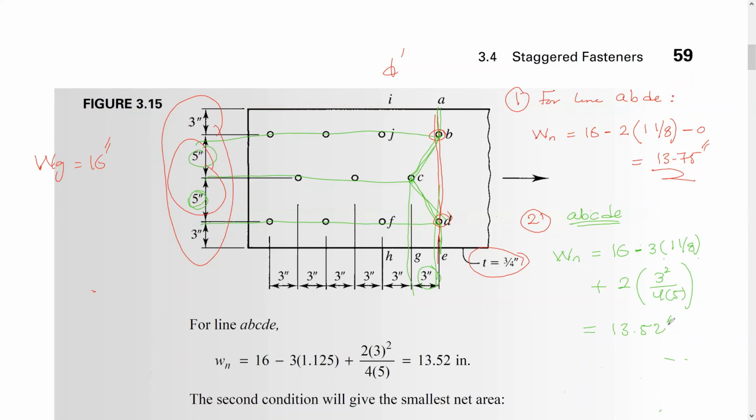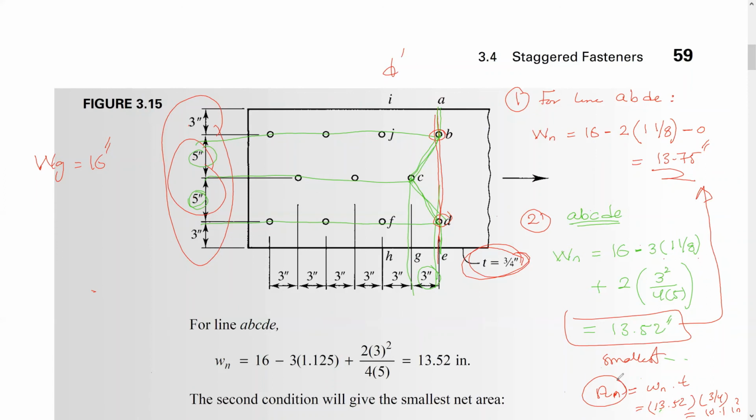We can check more lines here, but this one is going to be the smallest, the one I just calculated, because if you compare this to this, this is the smallest. Once you get the smallest net width, the net area equals W times the thickness, which is 13.52 times 3/4, which is given here. So the net area is going to be 10.1 inch squared.